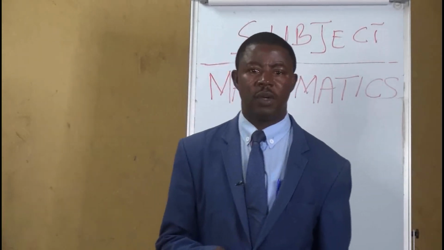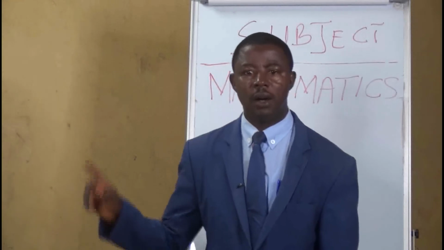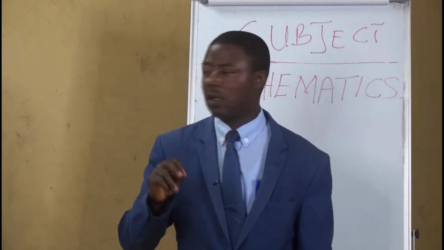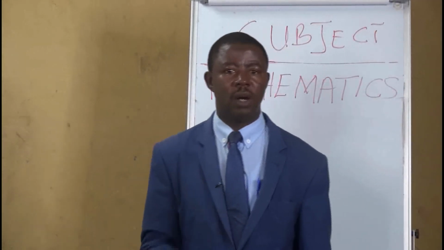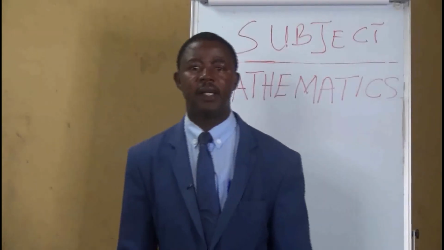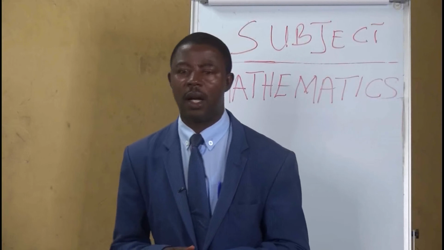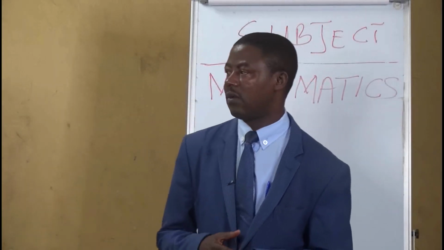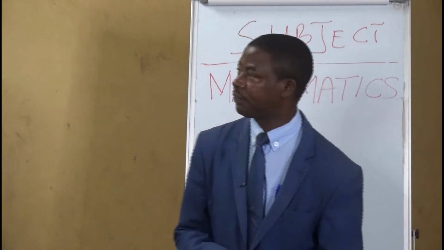Or you use the formula: sum of n terms equals a into 1 minus r raised to power n, divided by 1 minus r. This is when r is less than 1. When the common ratio is less than 1, you use the second formula.